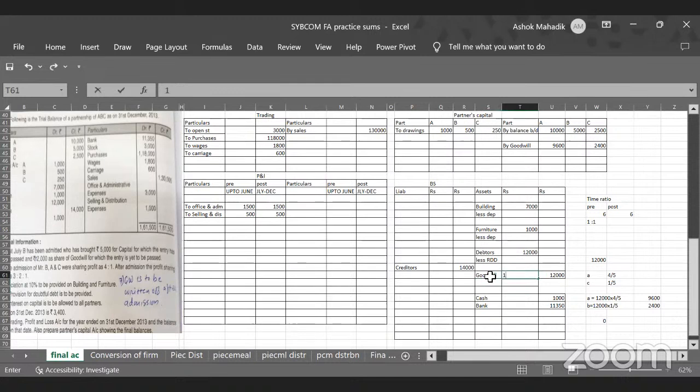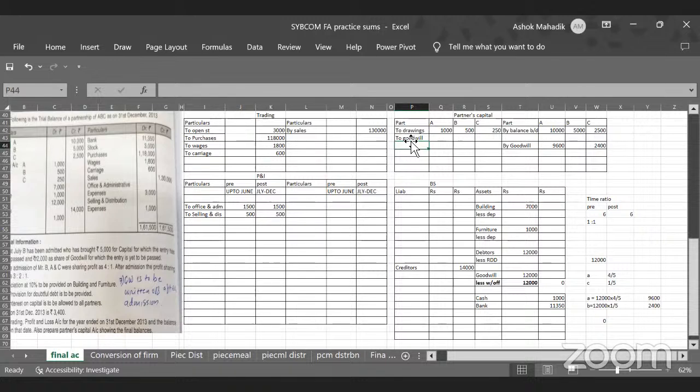You write this 12,000 inside. Then you write less written off. Means like depreciation, 12,000, and the amount will become 0. Clear? And this 12,000, don't write off to P&L like depreciation. Instead, you charge it in your partners' capital account. You write to Goodwill. Okay, that's it.